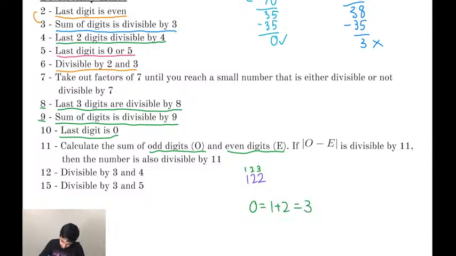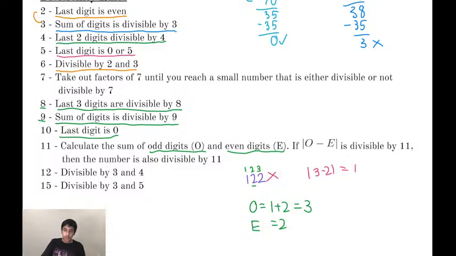The even sum is just going to be 2, the second digit. The difference, odd minus even, is going to be 3 minus 2, which is 1. And 1 is not divisible by 11. So therefore, 122 is not divisible by 11 either.